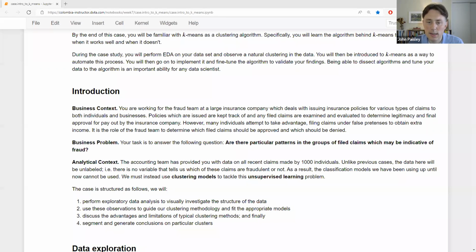The context is that the accounting team at this place we're working with has provided us with data on recent claims made by 1,000 individuals. So we have 1,000 data points. And unlike the previous examples that we've looked at, this data is not labeled. What that means is there's no corresponding result or output for each data point that we're trying to predict, like, is it fraud or not? So we don't have that information. It's unlabeled data.